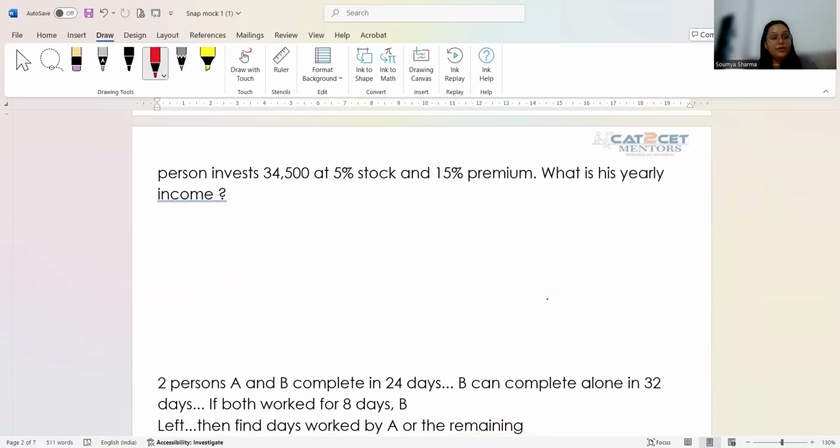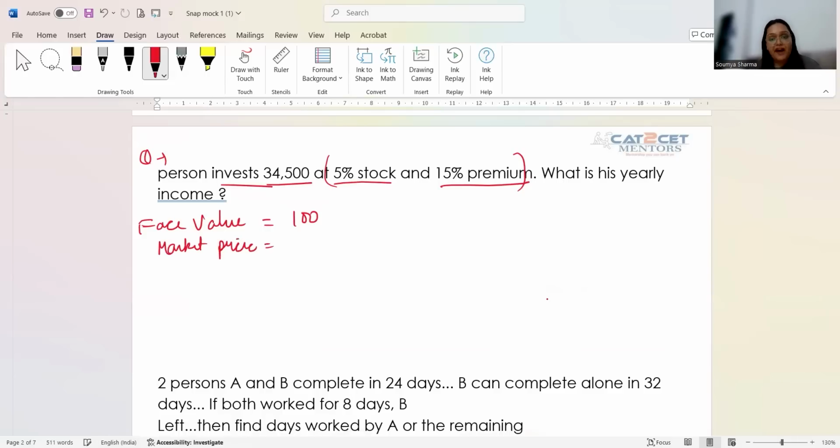So next question is, a person invested 34500 at 5% stock and 15% premium. For this, you need to understand that every stock has a face value. Let us suppose it is 100. When percentages are given, we will suppose it to be 100. So that's its face value. Now it has a market price.